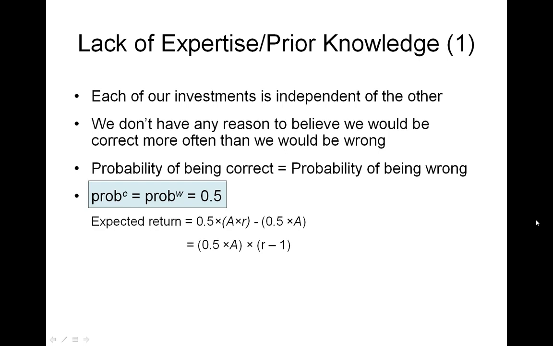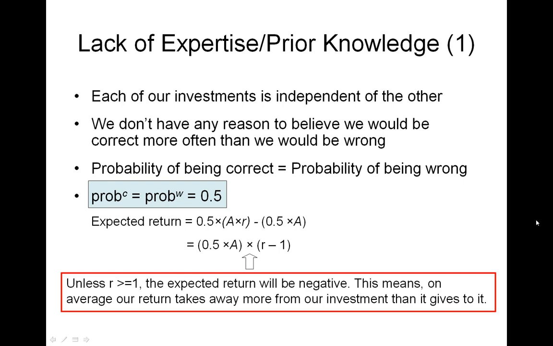In such a scenario, the expected return is given by the term according to the formula we had earlier described. What's important to note in that formula is that unless the rate of return is greater than or equal to 1, the total expected return will be negative, which means on average our return is going to take away more from our investment than it gives to it. Now, intuitively, putting the math aside, that's not surprising because if you think about it, when we're right, we get a percentage of the profit. But if we're wrong, we lose all of what we put in.